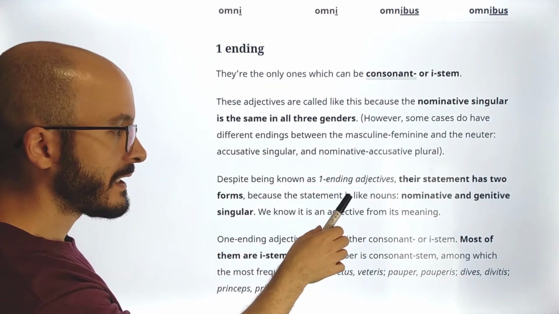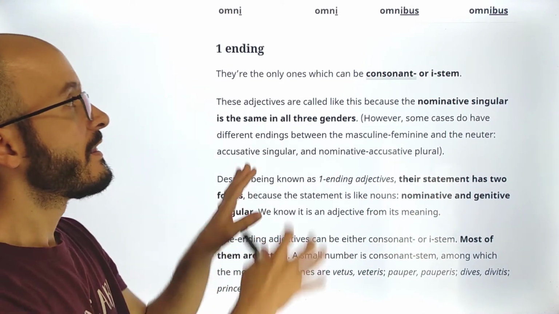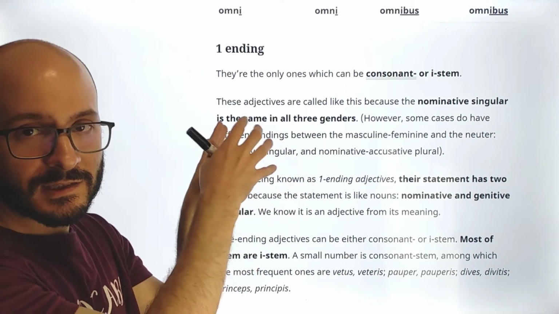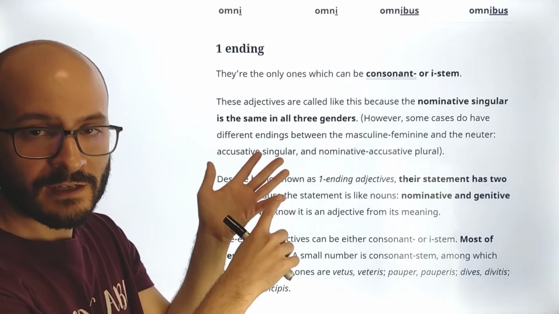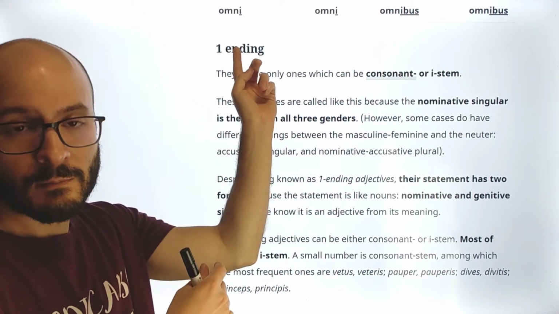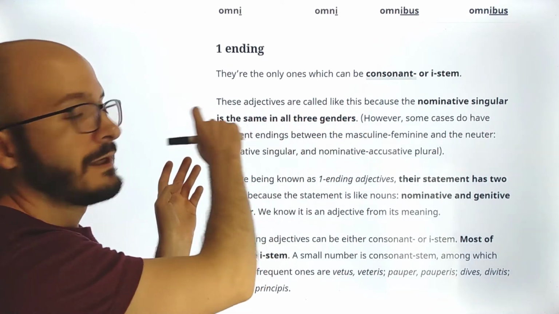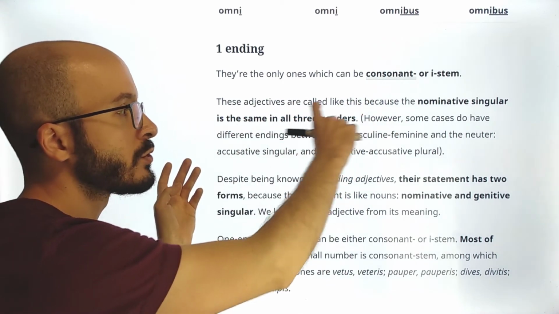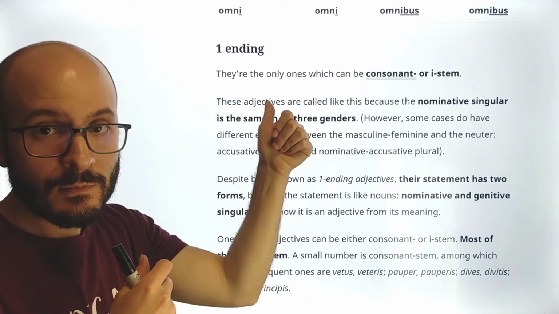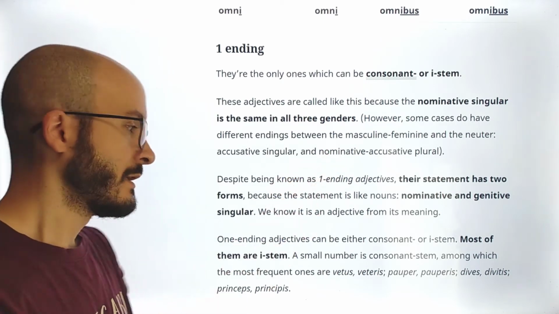Because the statement is like nouns, nominative and genitive singular, okay? So, the statement of these adjectives is the same as the statement for nouns, nominative and genitive. But then it is called one ending because of the nominative, and we know that in adjectives we focus a lot on the nominative, no? So the nominative is the same for masculine, feminine, and neuter. We are going to see it in the table.